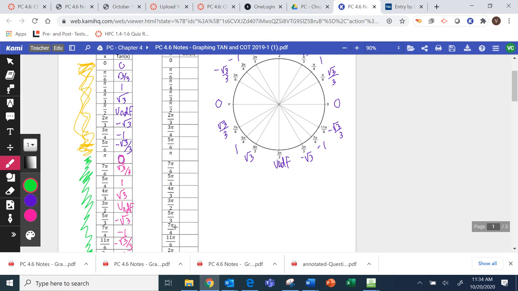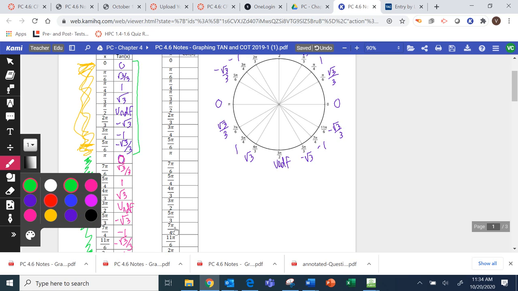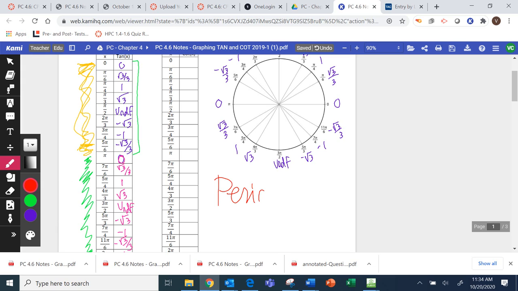Tangent does not have a cycle of 2 pi. What is the length of tangent's cycle before it starts repeating over again? Just pi. So tangent, we can already tell, is different than sine and cosine. Tangent has a period of pi. We can also see that tangent has some asymptotes in there. All right, so we're already seeing that some of the stuff is different.